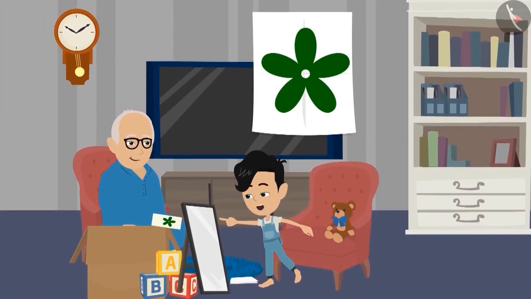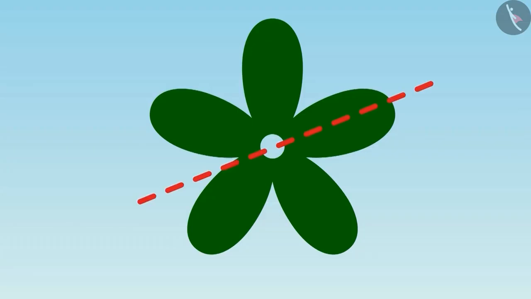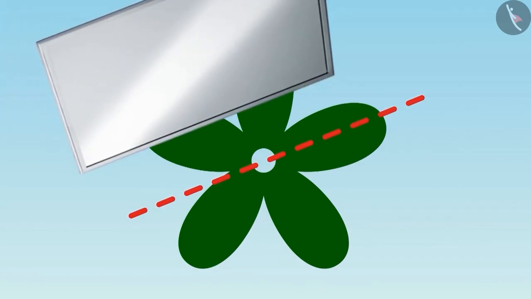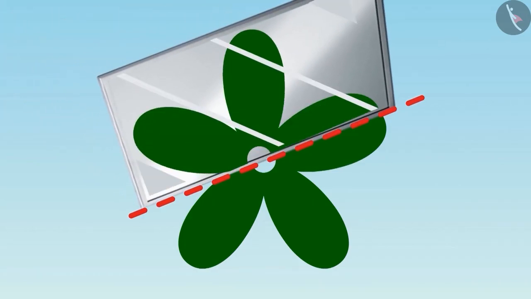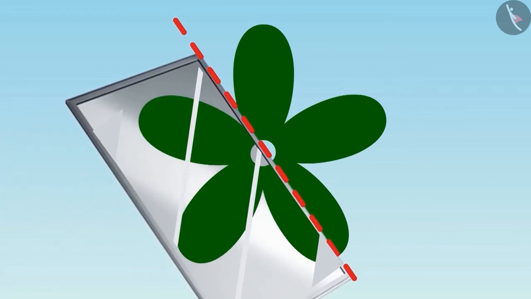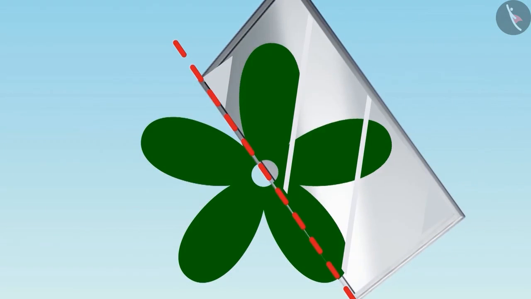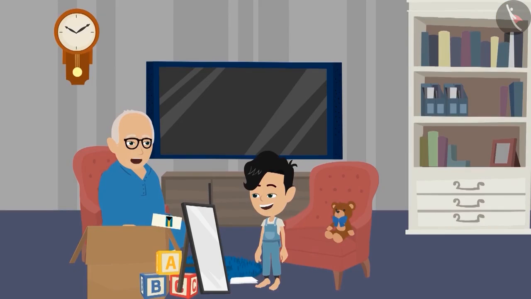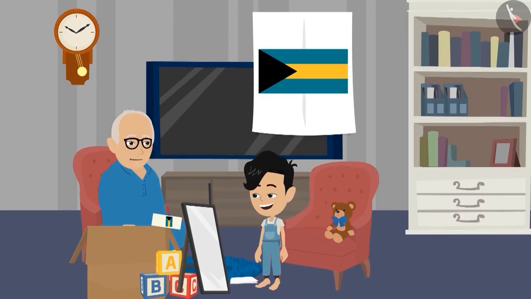Dadaji, if we keep the mirror here, half of the flower will come on the mirror. Look, Dadaji, we can place the mirror here too. And there are many places like here, and here, and here too. That's right, Pinku. Wow, Pinku, you have found all the places very well. Well done, Pinku. Now look at this picture carefully.